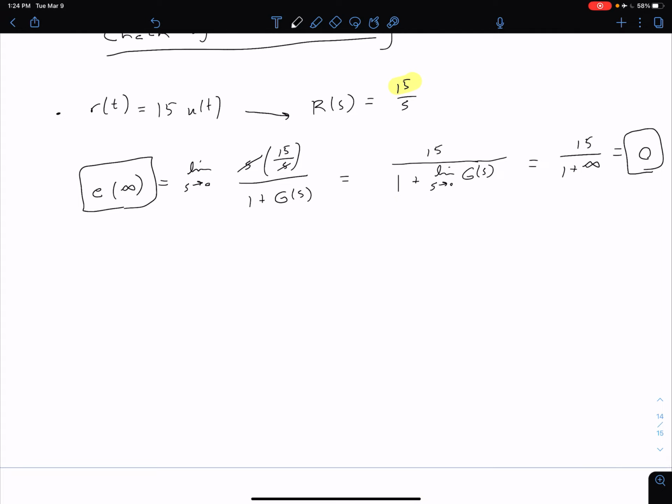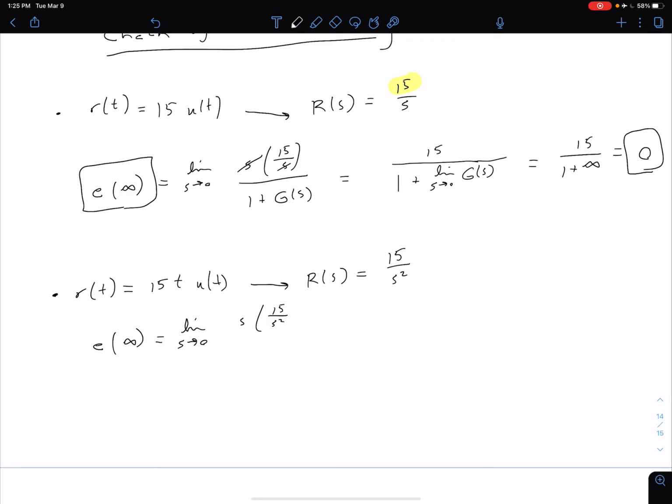First, let's consider our ramp input. Now we have r of t is equal to 15t times u of t, and that means our r of s is equal to 15 over s squared. Again, I need to keep track of that gain term, that 15. So we have e of infinity, our steady state error. Again, I'm going to go back to our general equation: the limit as s goes to 0 of s times 15 over s squared. Our s cancels out with that.